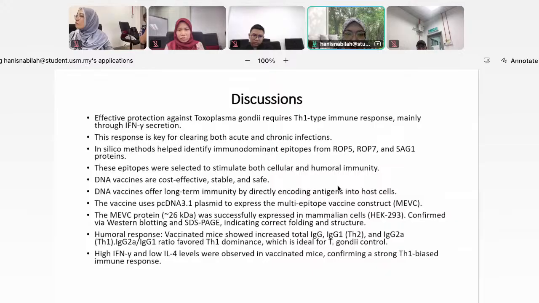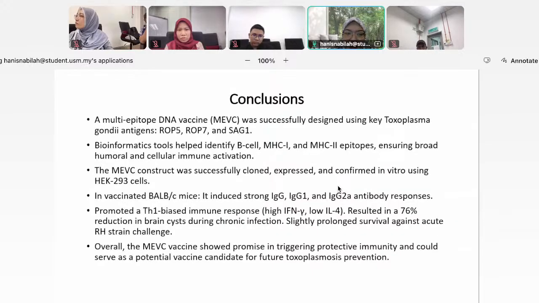So for the conclusion, a multi-epitope DNA vaccine was successfully designed using the Toxoplasma antigens, and it induced strong IgG, IgG1 and IgA, and also promoted the TH1-biased immune response. So overall, the MBV-C vaccine showed promise in triggering protective immunity. Thank you.